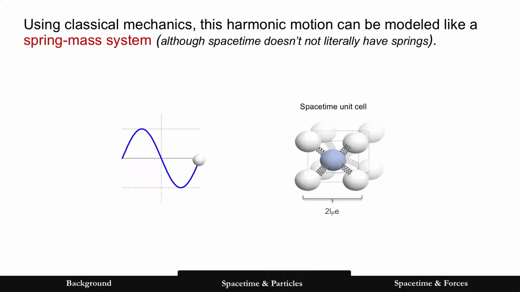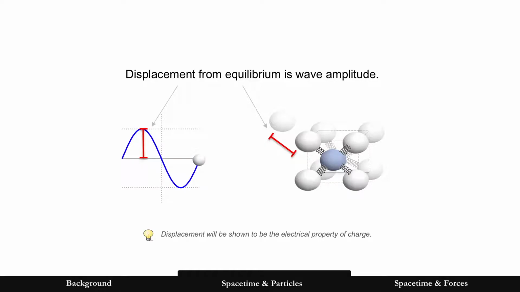And when something is displaced over time in harmonic motion, you can see that wave, the sine wave structure. And furthermore, the peak amplitude that you see there is going to be shown to be the electrical property of charge.